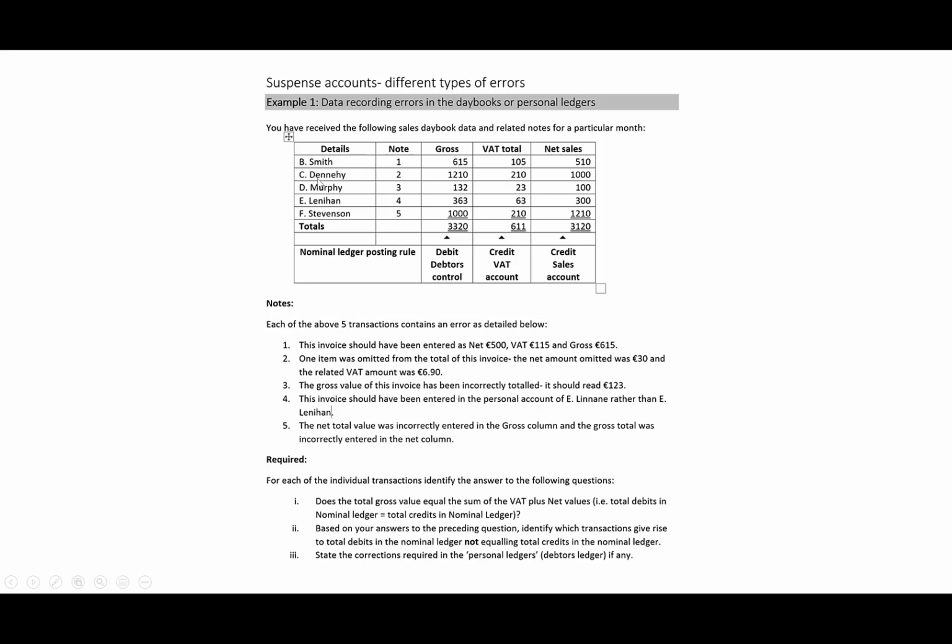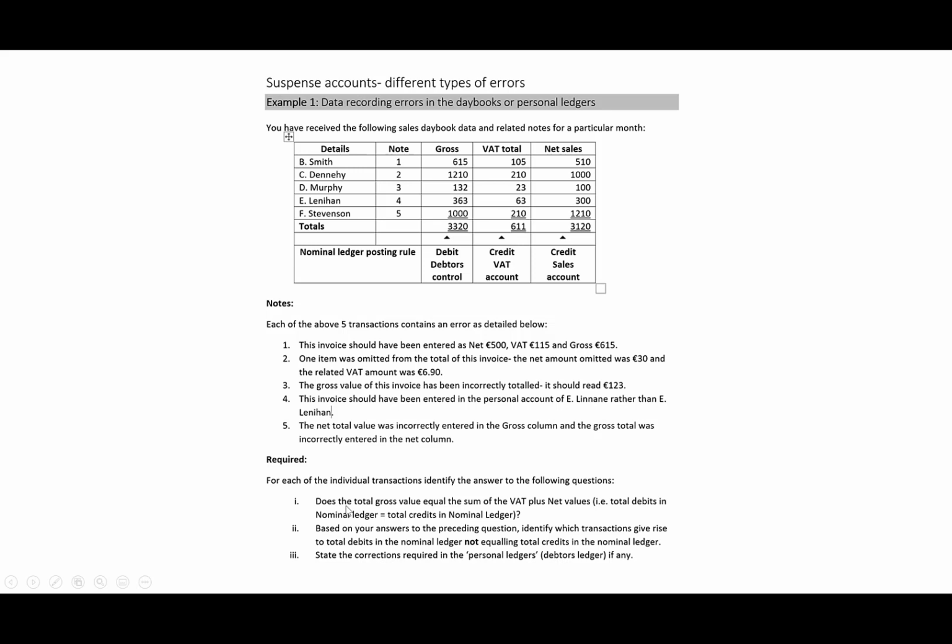Okay, so let's look at the second transaction, C. Dennehy. So one item was omitted from the total of this invoice. The net amount omitted was €30 and the related VAT was €690. Now, just looking at what we've got in there, we've got a gross of 1,210, a VAT of 210, and net sales of 1,000. Now again, this total here is equal to the sum of these two.